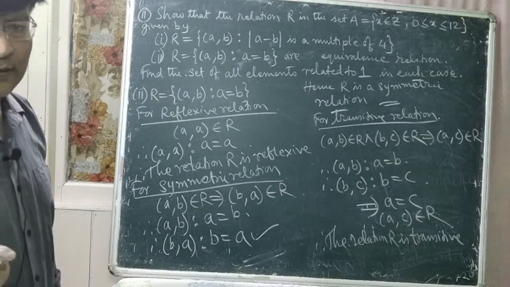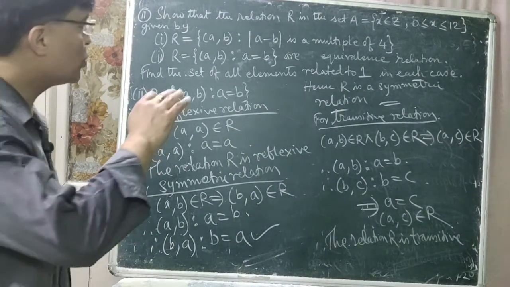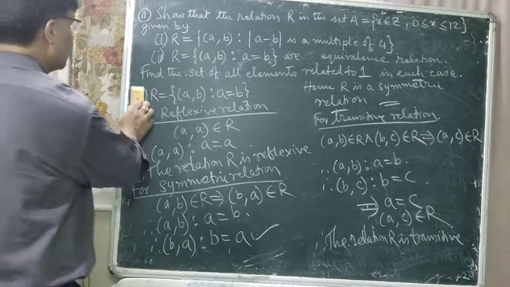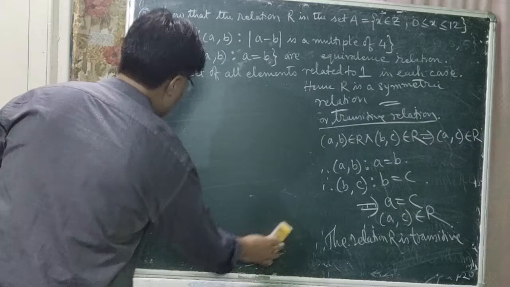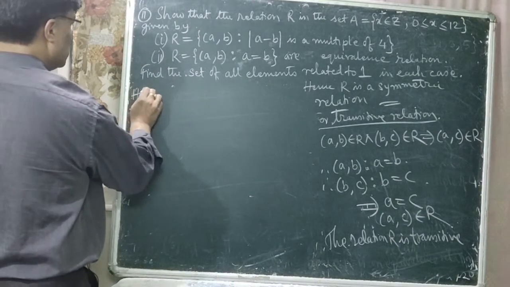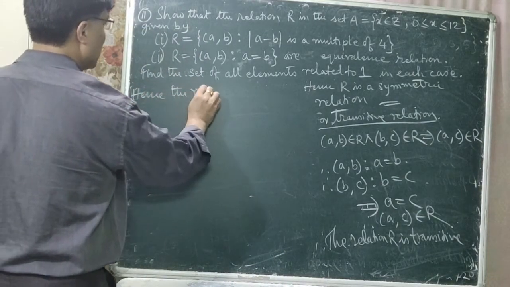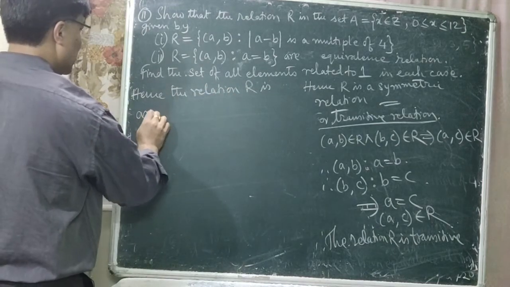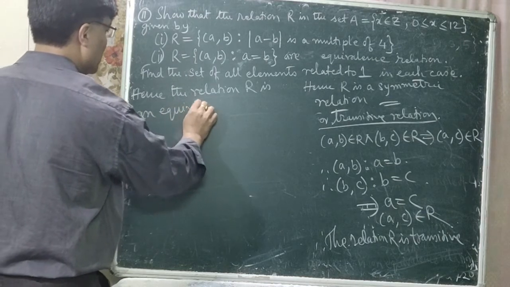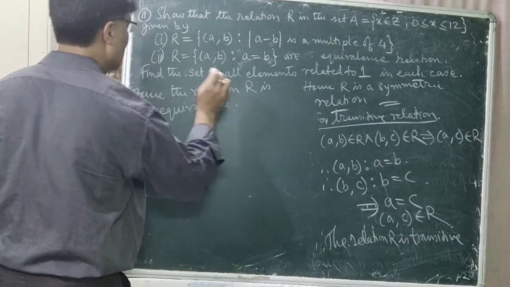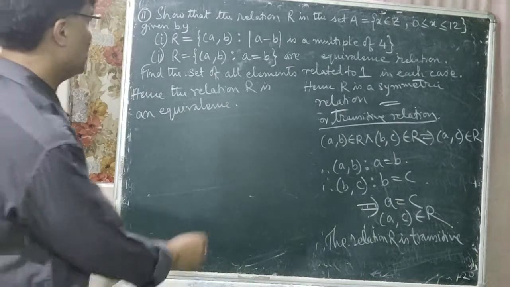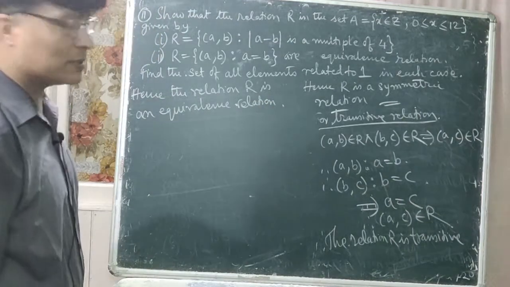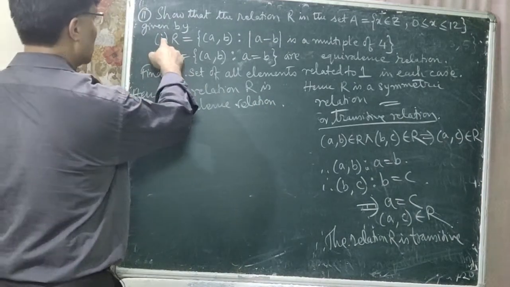Is that understood? Okay. So here R is reflexive, symmetric and transitive. Hence R is an equivalence relation. Hence in number 2 also, the relation R is an equivalence relation. So I think you have understood it. This is the answer for the first one and second one.